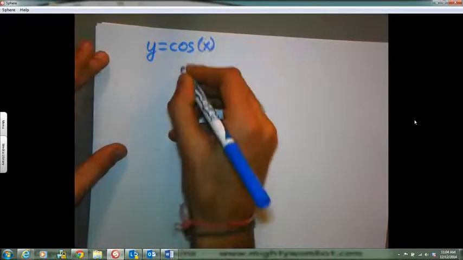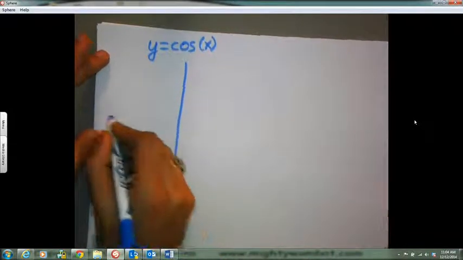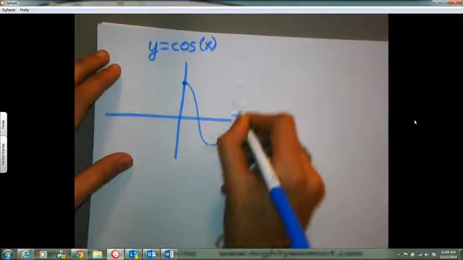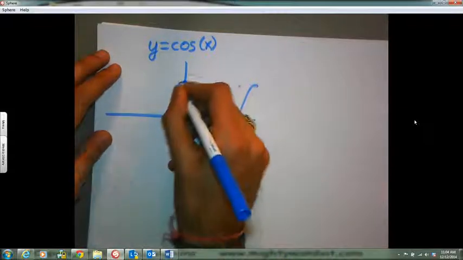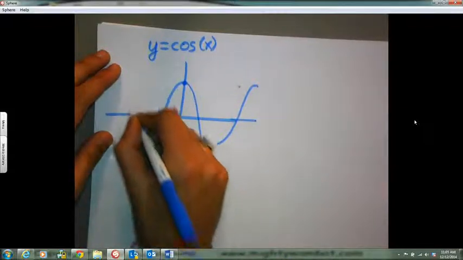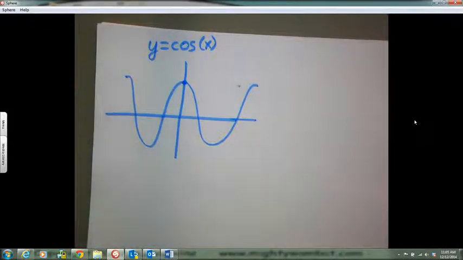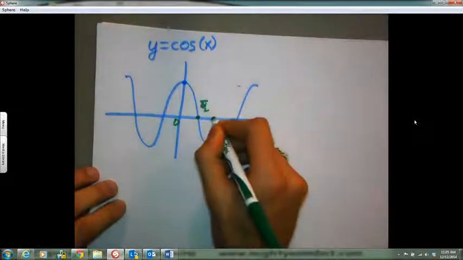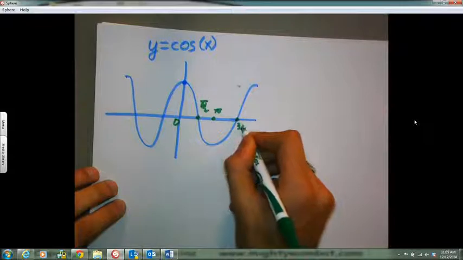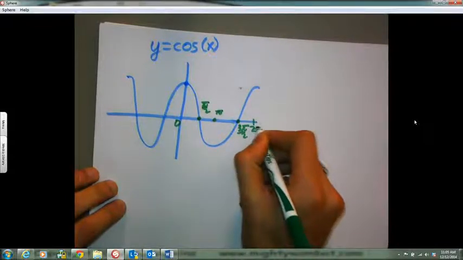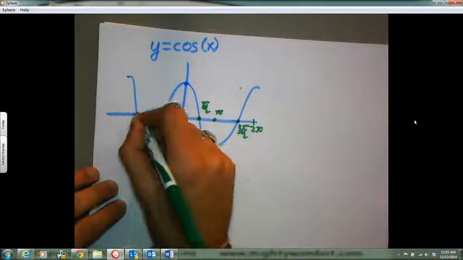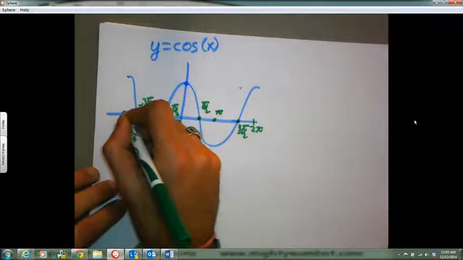So go ahead and draw that from negative 2 pi to 2 pi. This is a basic cosine graph. We've got 0, pi over 2, pi, 3 pi over 2, 2 pi, negative pi over 2, negative pi, negative 3 pi over 2, negative 2 pi.